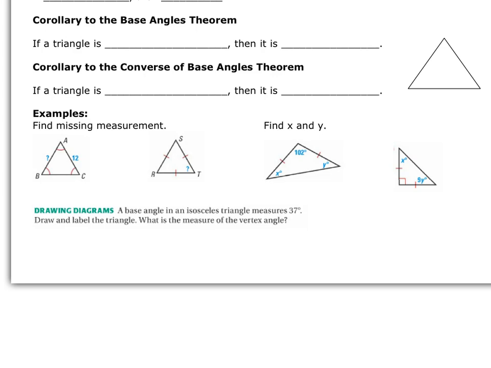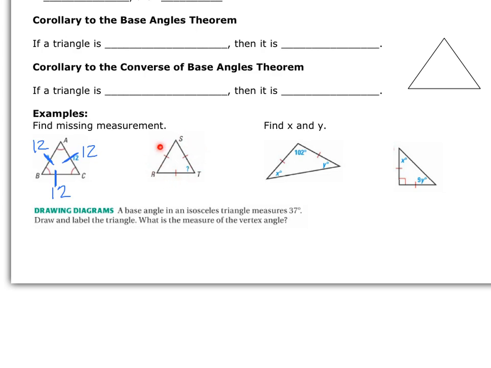So we're going to find the missing measurement. In this triangle here, what you need to notice is that these red marks mean all the angles are the same measure. Well, we just learned that if you have all the angles, then that also means all of the sides are the same measure. So if this side is 12, then all of the sides are 12.